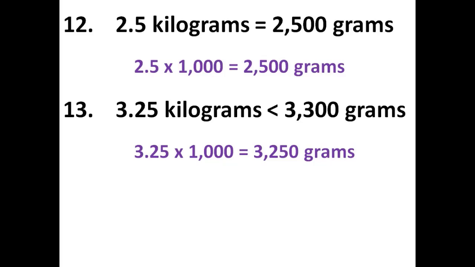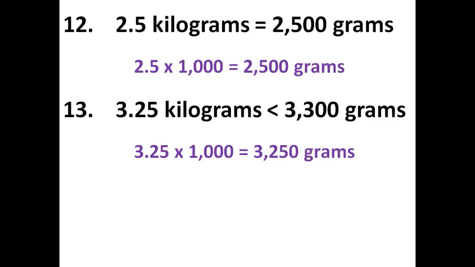Number 12. 2.5 kilograms equals to 2,500 grams. In the second line, we are going to change kilograms into grams. 2.5 multiplied by how much? 1000, right? 2.5 multiplied by 1000 is 2,500 grams. So both are equal. We'll put the sign of equal.